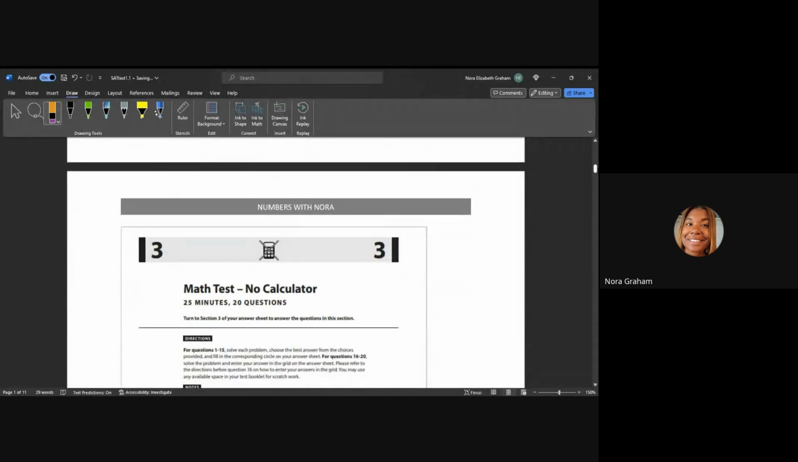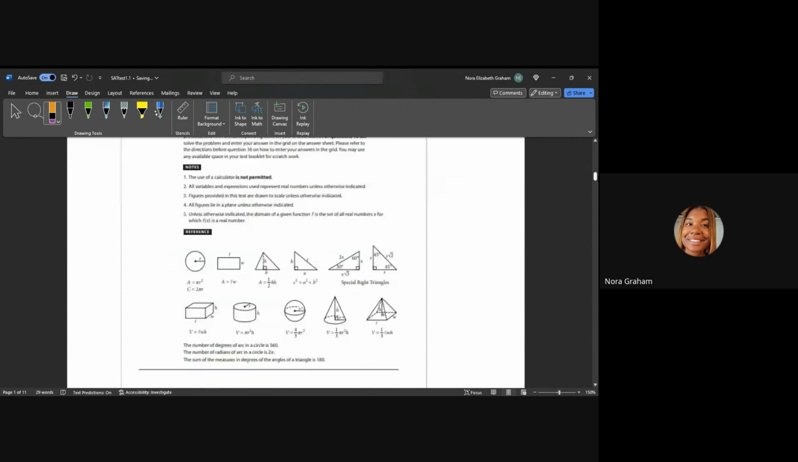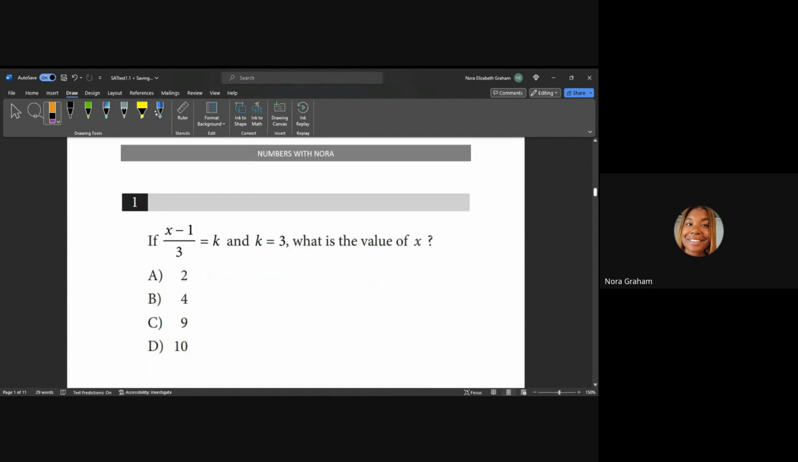All right, so this is going to be from the math test. This is the no calculator section. It should take you about 20 minutes to do this. They give you about 20 minutes, and it's usually about 20 questions, but I'm just going to do 10 this time, all right? And so let's start with question 1.